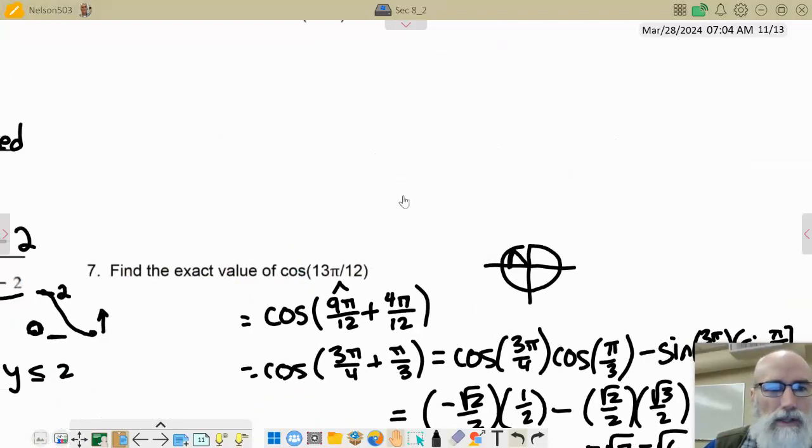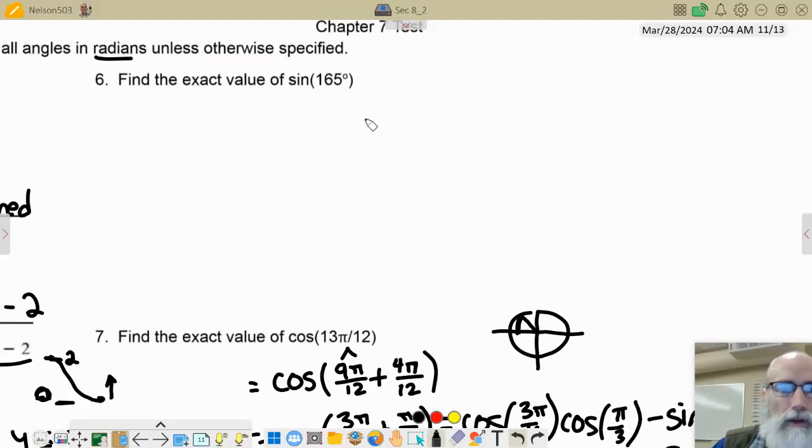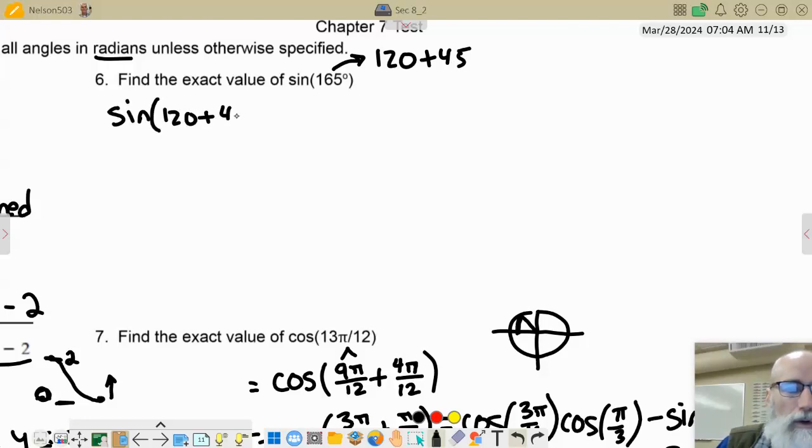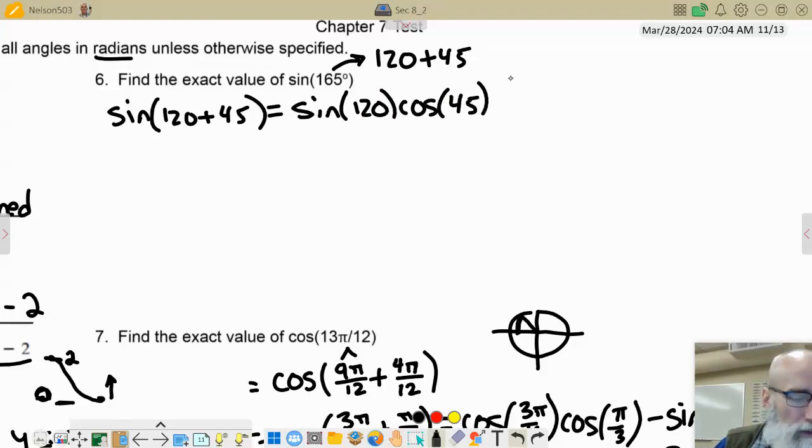Let's scroll our way up to number 6. So the same idea, right? We want to think of two angles that add together or subtract to give us 165. The way I thought about it is 120 plus 45. And then what I said was, well, the sine of 120 plus 45 would be equal to the sine of 120 cosine 45, minus, no, this one's a plus right here. Yeah, plus. And then we've got cosine of 120 times the sine of 45, right?